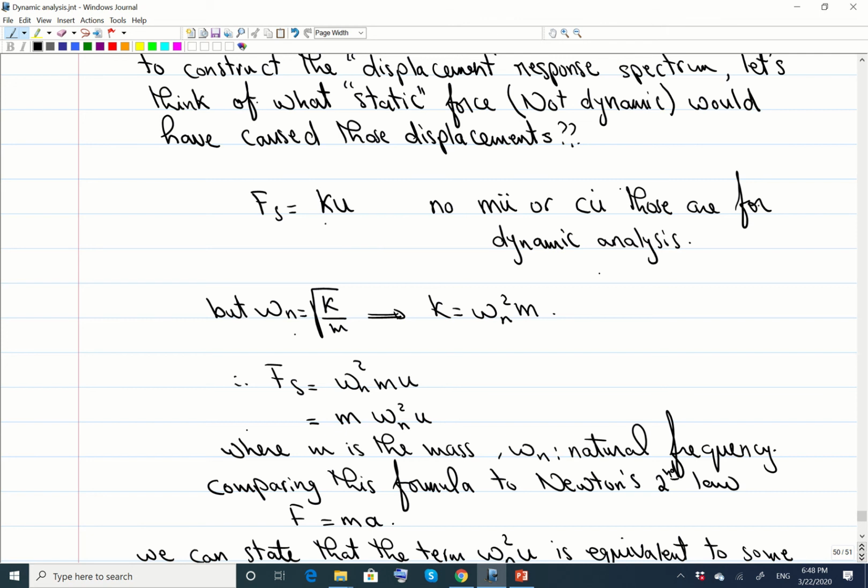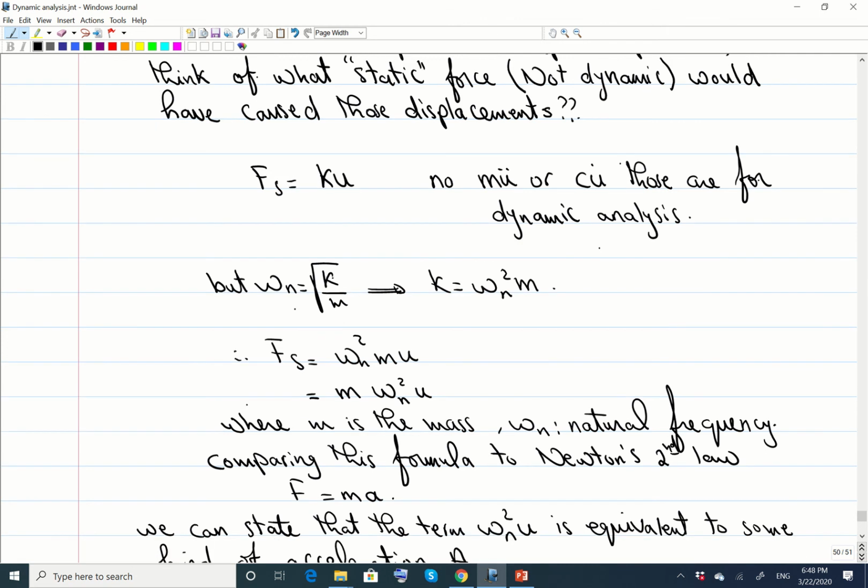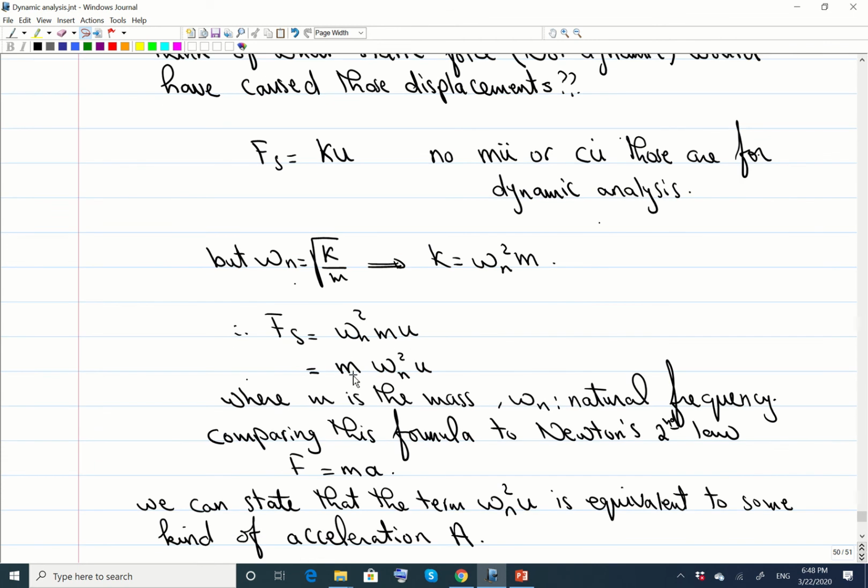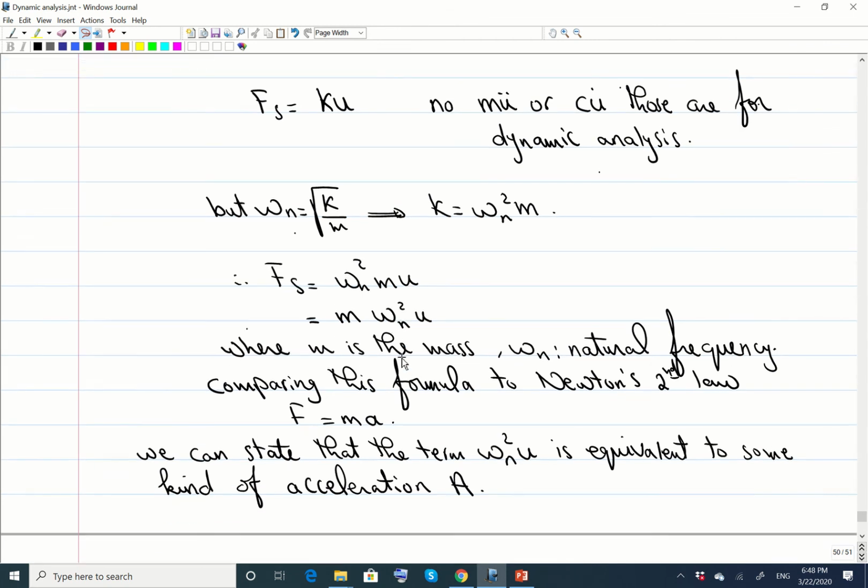So simply, you know that omega n is equal to square root of k over m, so k is omega n squared m. I'm just going to remove k over here and replace it with omega n squared multiplied by m. So the static force required to give the same exact maximum amplitude that comes from the earthquake is omega n squared, the natural frequency squared, multiplied by the mass, multiplied by u. So m omega n squared u. That's the force.